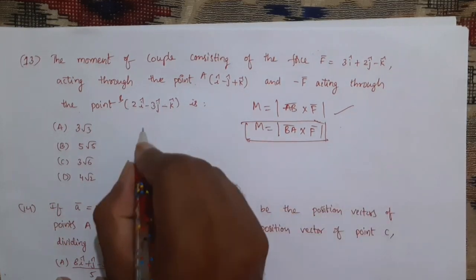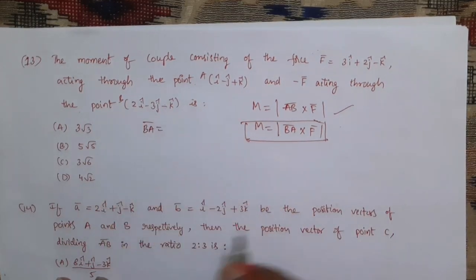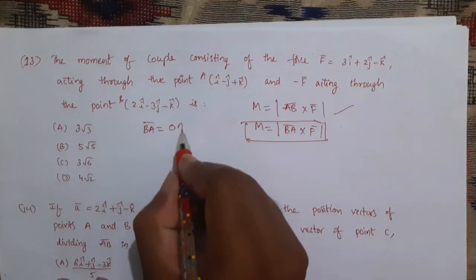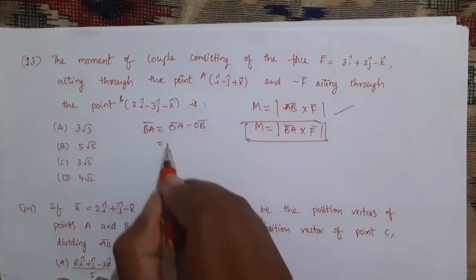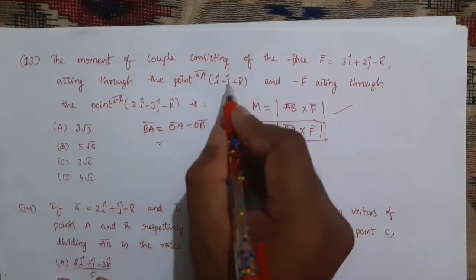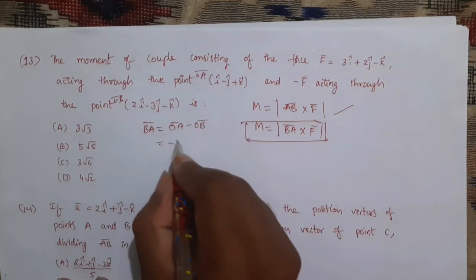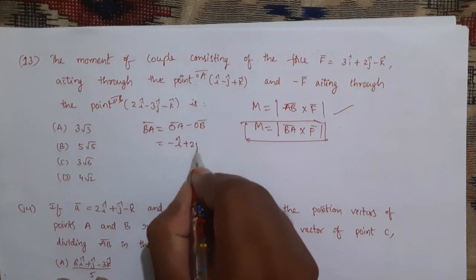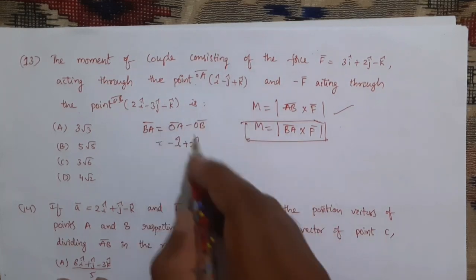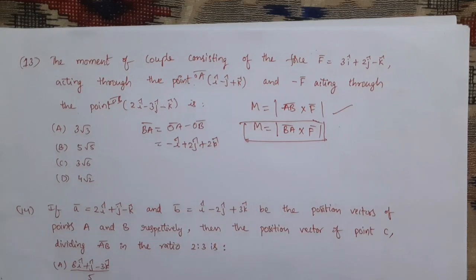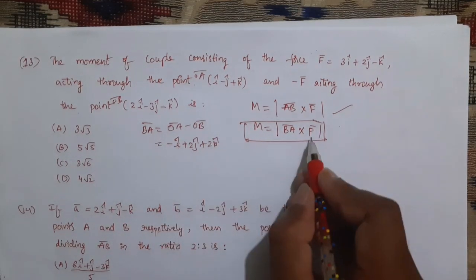So BA bar, how to find BA bar? BA bar means OA minus OB. Remember, BA bar means OA bar minus OB bar. This is OA bar and this is OB bar. So OA: 1 minus 2 is minus I cap, minus 1 plus 3 is plus 2 J cap, and then 1 minus of minus 1 is plus 2 K cap. So this is what BA bar is. And then we know F bar.